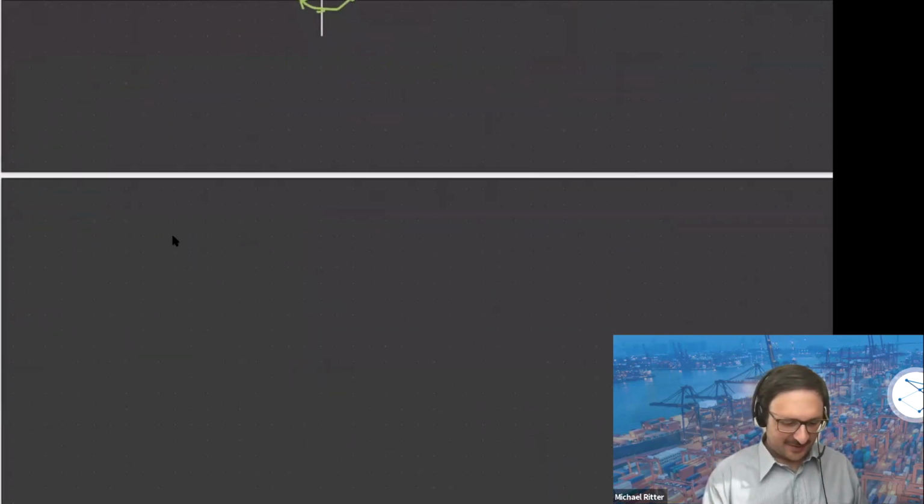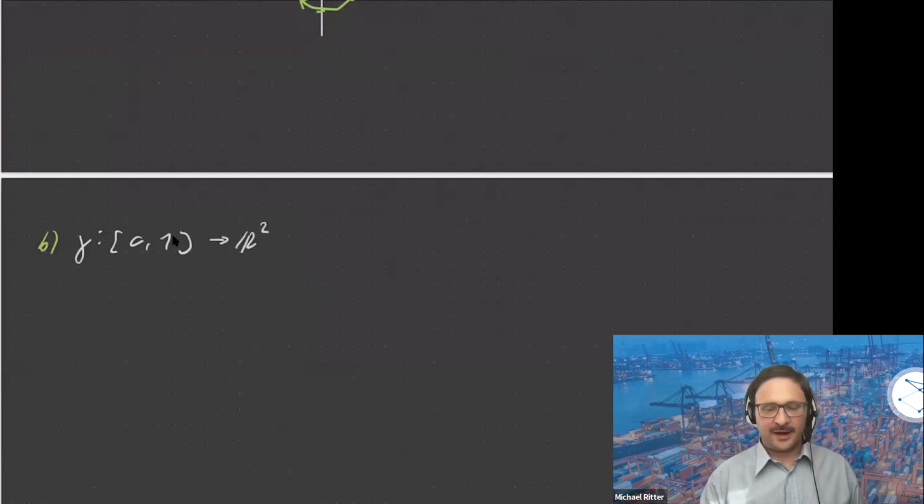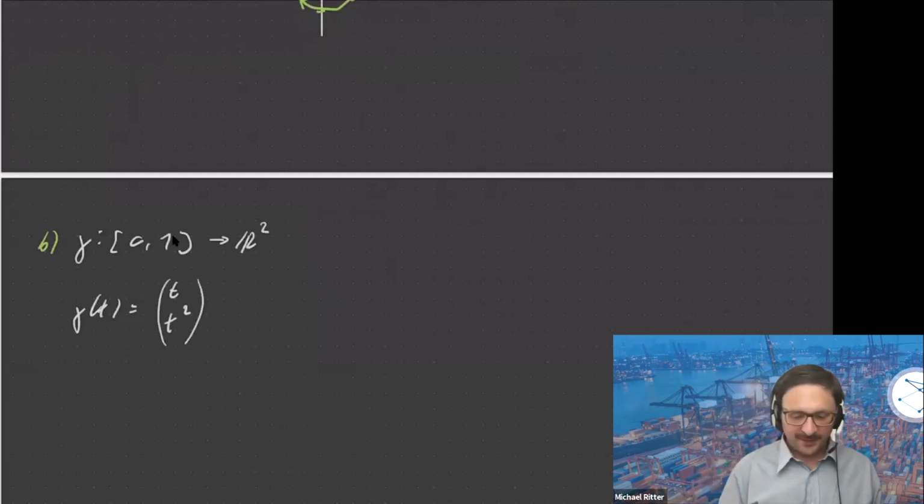Good, so let's quickly talk about the second one. The second curve is given by the parameter space 0 to 1. Again, it's a curve in the plane in R2, and gamma of t is defined as (t, t squared). Right, so that's an easy one.